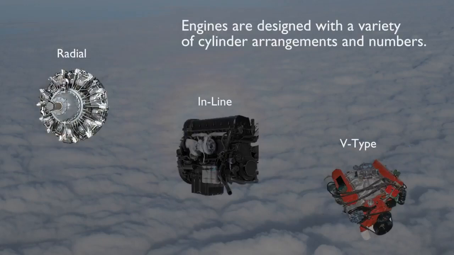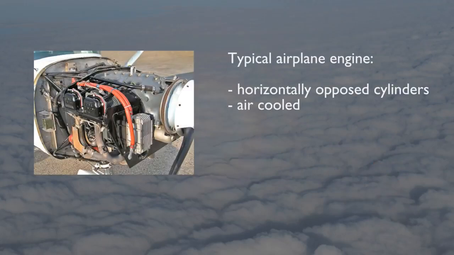Reciprocating engines are described by the number and arrangement of their cylinders. Common cylinder arrangements are radial, inline, V-type, and opposed. Opposed engines are the most common on small airplanes since they produce good power pound for pound without creating a large amount of drag as the airplane flies.